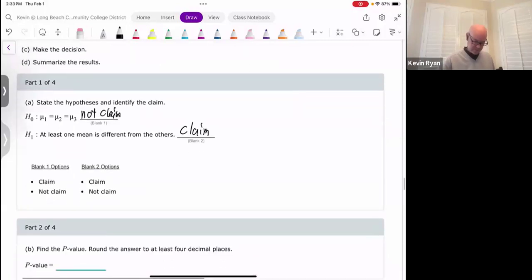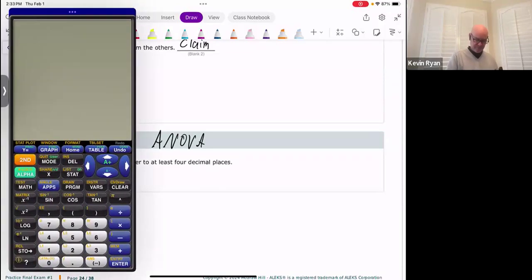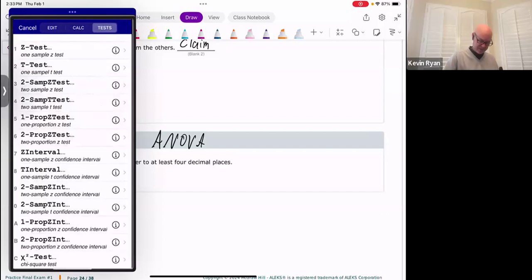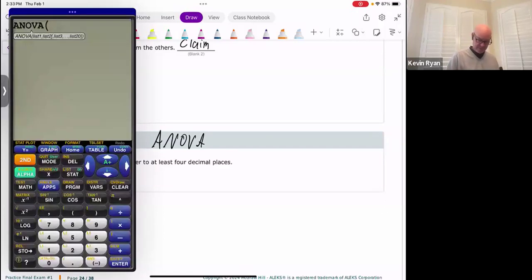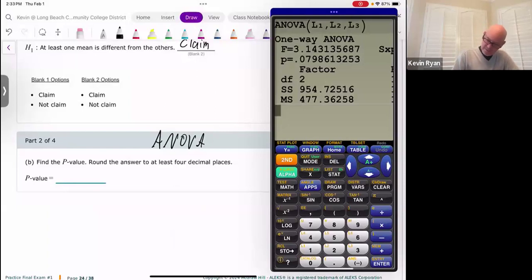All right. Find the p-value. So we are going to run ANOVA. This is usually the very bottom test. And we're going to run list 1, list 2, and list 3. And there's our p-value. P-value is 0.07986.